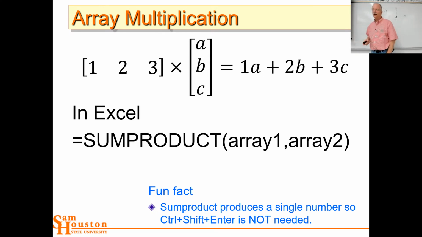And so in Excel, you could do sum product. You could have the cursor here, hit equals, type in sum product, open parenthesis, then you select array 1, comma, array 2, close parenthesis, and just hit enter, and you get the integral of those 2 arrays multiplied by each other.